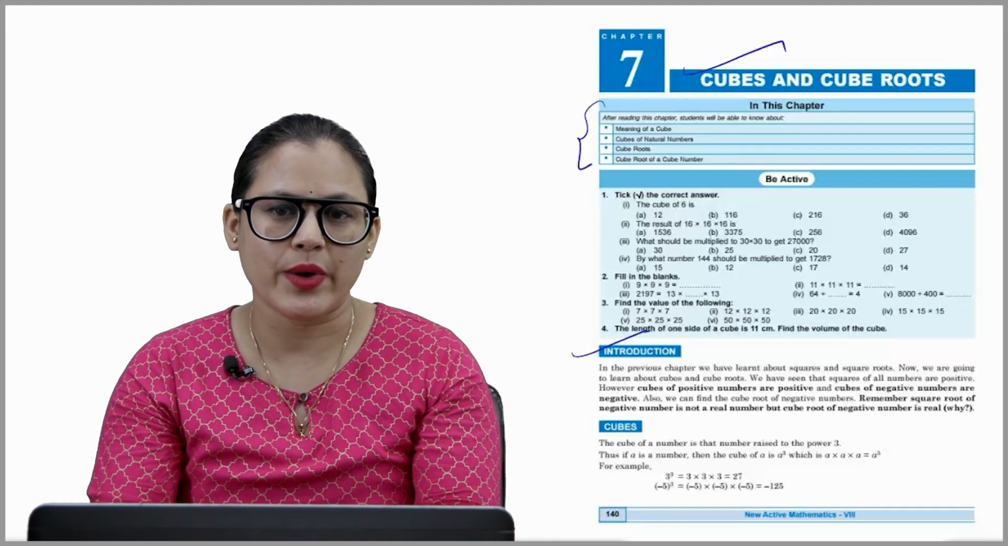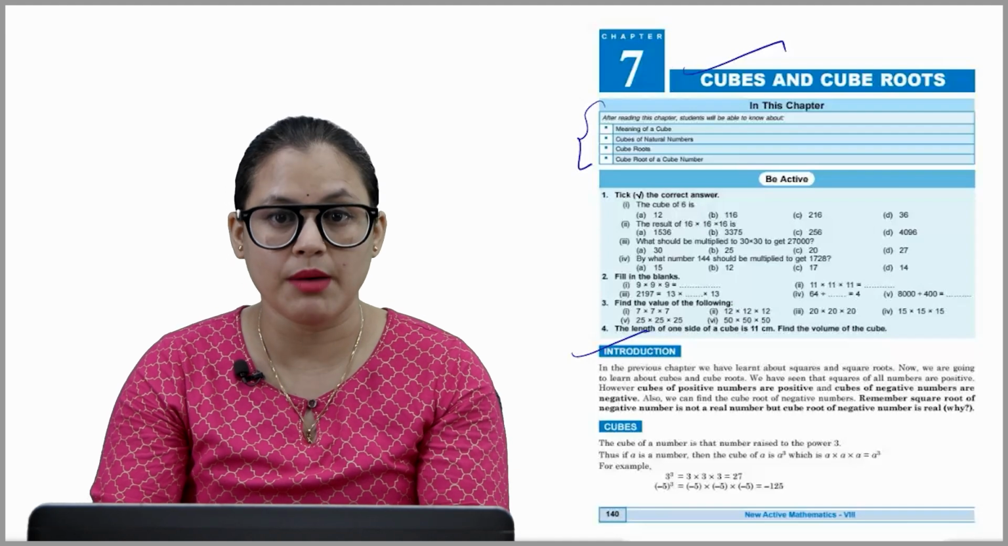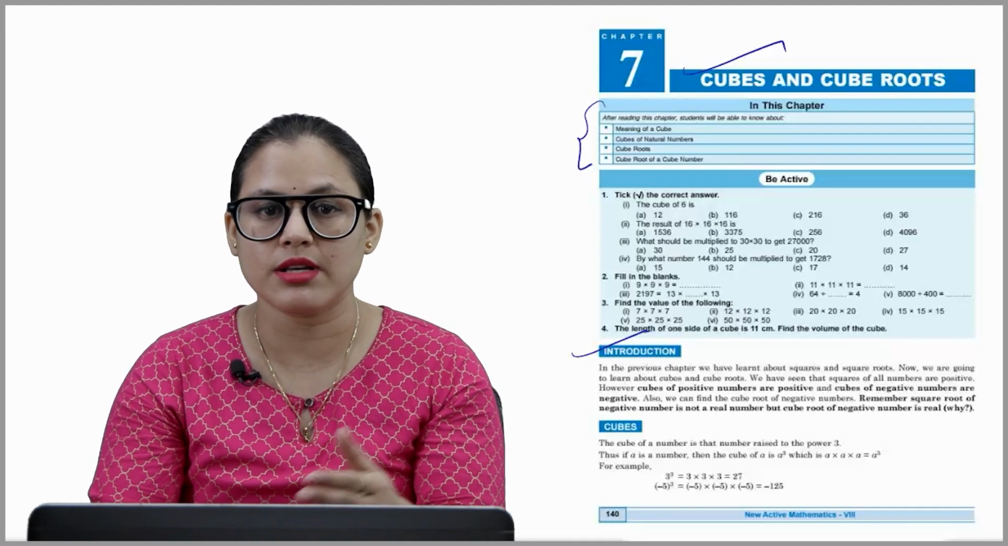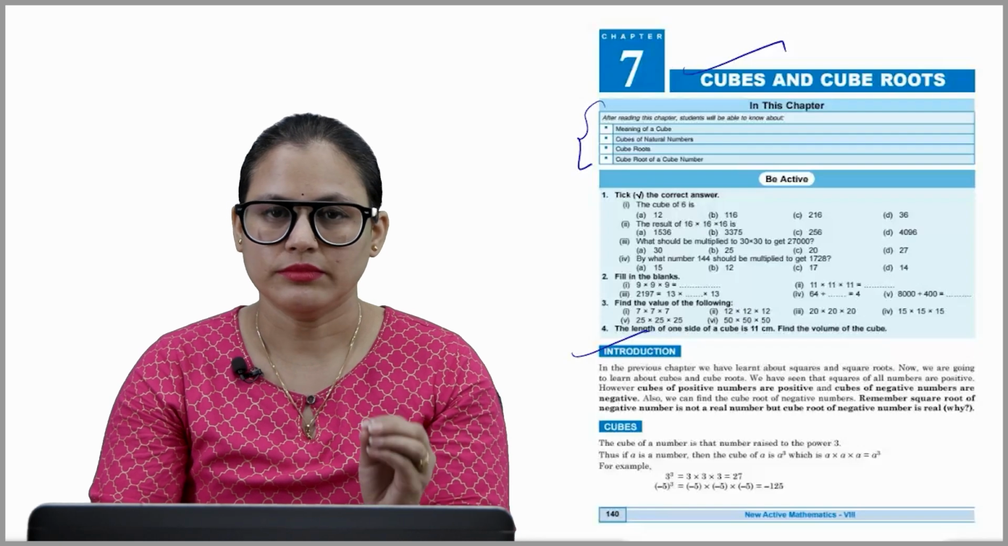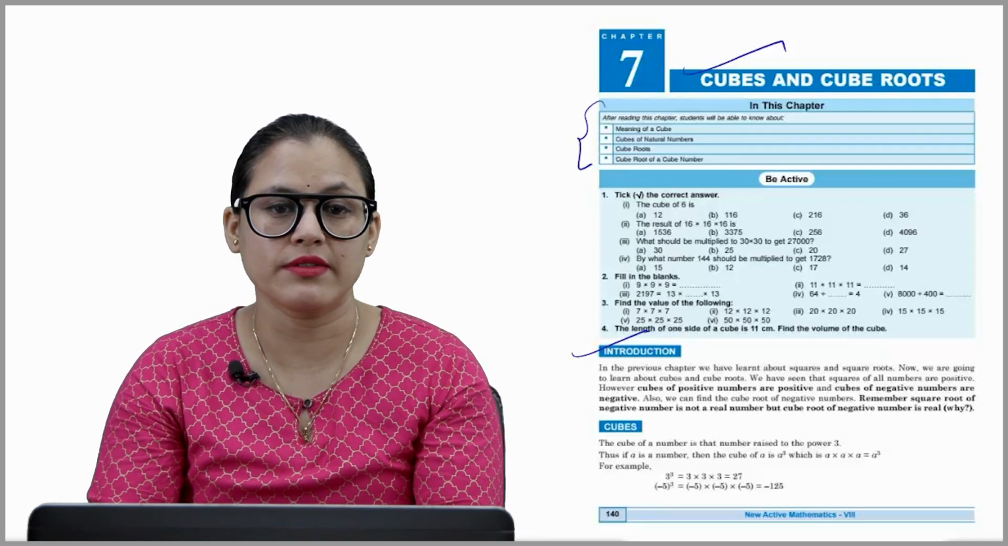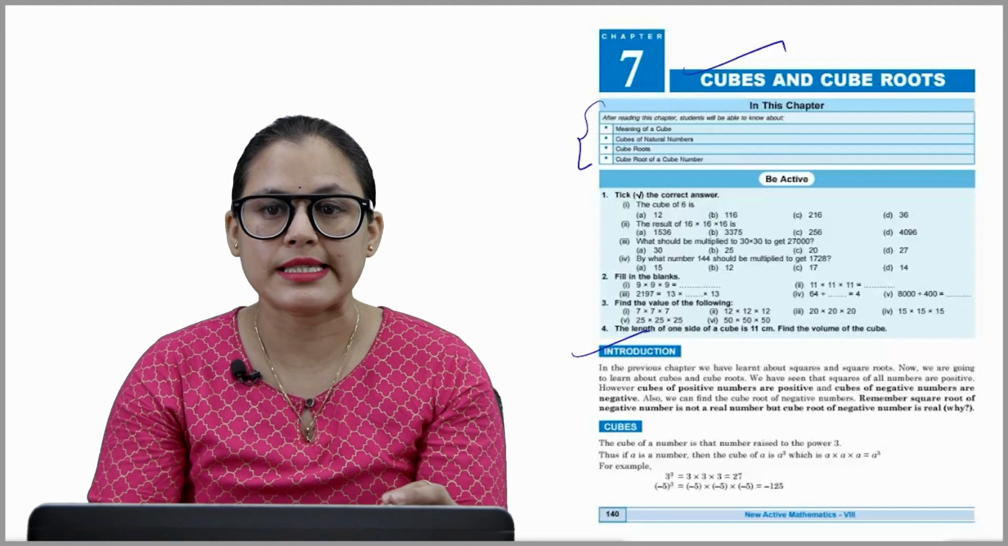We have seen that the squares of all numbers are positive. However, cubes of positive numbers are positive and cubes of negative numbers are negative. Also, we can find the cube root of negative numbers. Remember, square root of a negative number is not a real number, but cube root of a negative number is real.